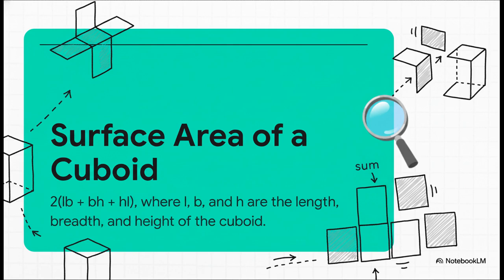So that formula on the screen, yeah, it might look a little complicated, but it's really not. All we're doing is just adding up the areas of those 6 individual faces. That's it. It's just the sum of its parts.